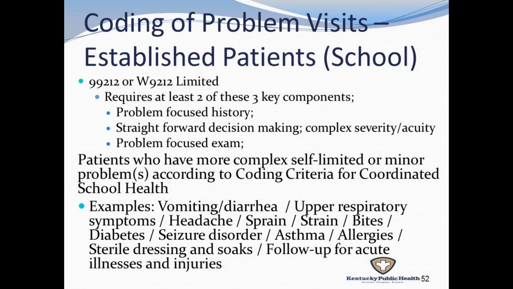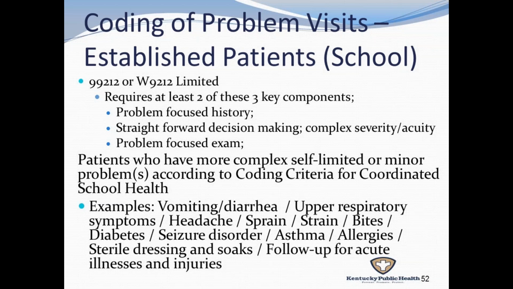Then I have to go over, this is our school, this is DPH policy. 99211 and W9211 is brief, no history taking, minimal decision, low severity, acuity, no review of systems. These are patients that have simple, self-limited, minor problems according to the coding criteria for coordinated school health. I give you your examples below.